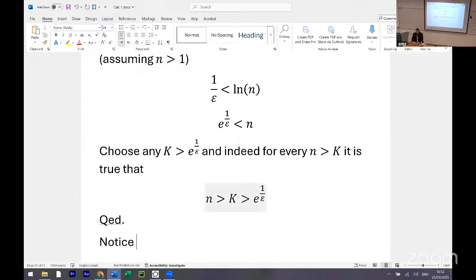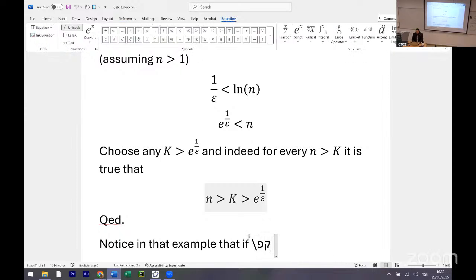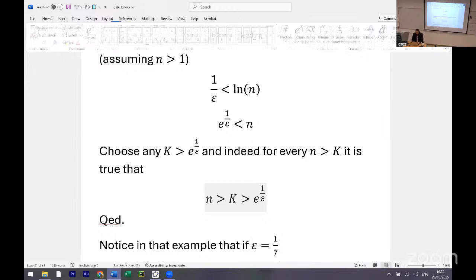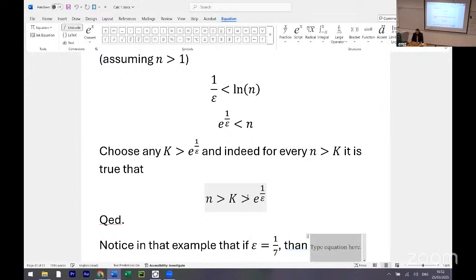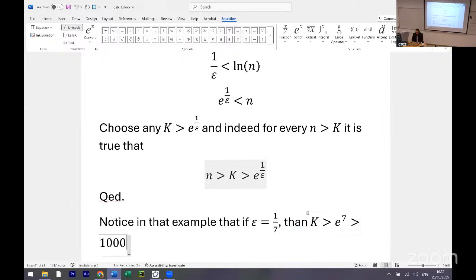Notice in that example that if epsilon is 1 over 7, then k is larger than e to the power of 7, which is larger than 1,000.